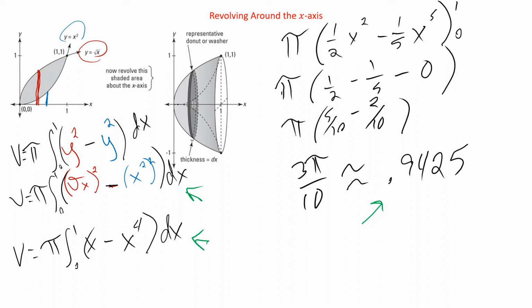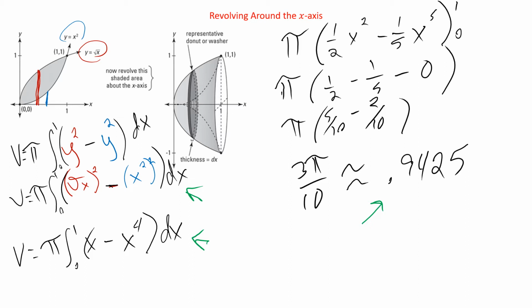But I recommend practice your integration. That's one of those things where we did it and we had practice, but you can always practice your integration more, and then check it using your calculator. So we have 3 pi over 10, which is 0.9425 or so. So that's revolving around the x-axis.